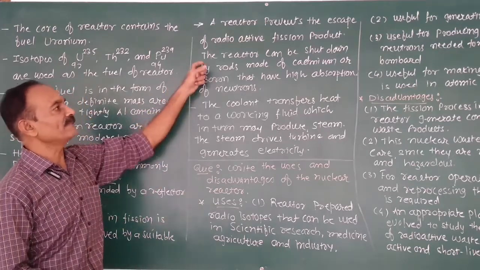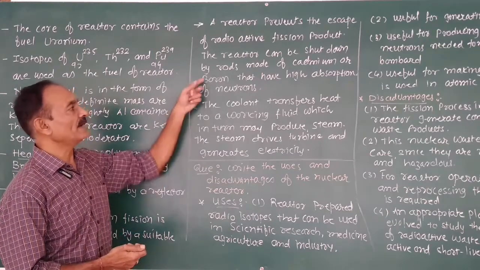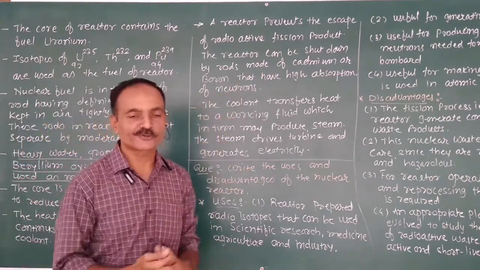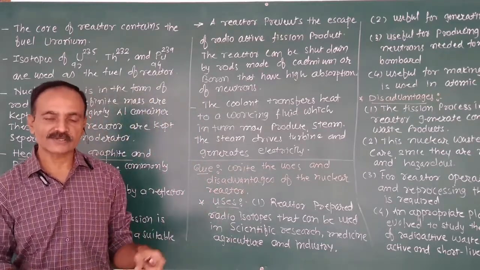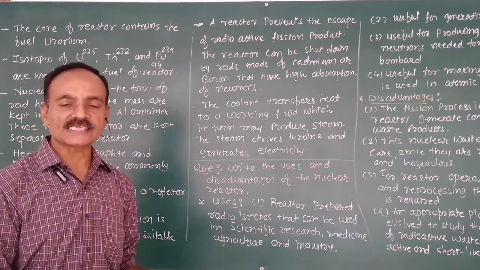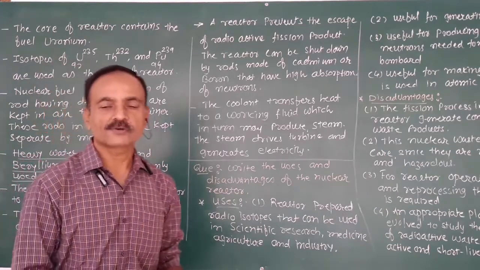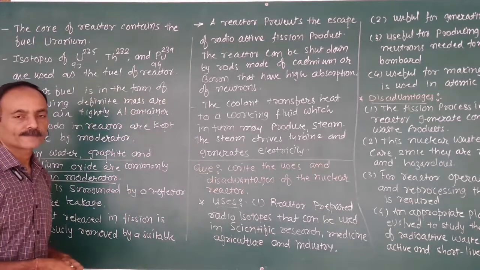The reactor can be shut down by rods made of cadmium and boron that have high absorption of neutrons. Already we discussed the control rods. These control rods are placed in the core. Their position is automatically adjusted, coming out of or going inside the core, to keep the value of the multiplication factor K equal to 1.